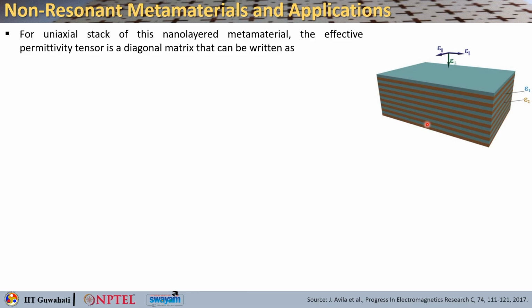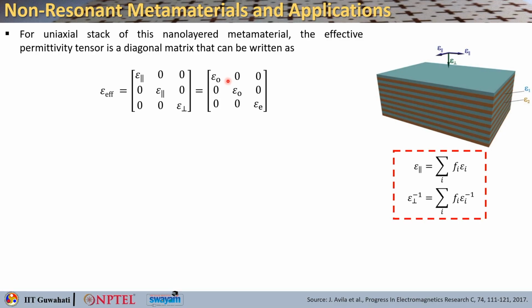Now, for this kind of uniaxial stack made of nano-layered metamaterials, the effective permittivity tensor is basically a diagonal matrix that can be written as this. So, you can write epsilon effective will have epsilon parallel in the two directions, and then you have epsilon perpendicular in the other direction, right. So, this is the extraordinary refractive index or permittivity, this is along the ordinary ones. So, you can also write them as epsilon O, that is ordinary, and epsilon E, that is extraordinary.